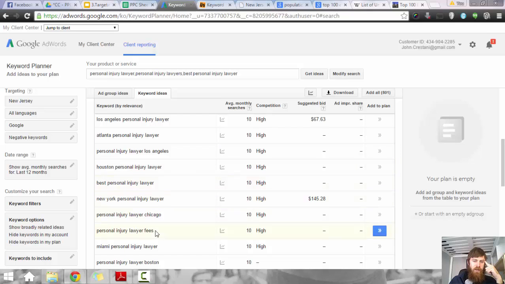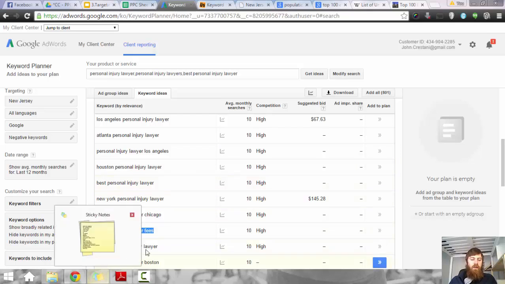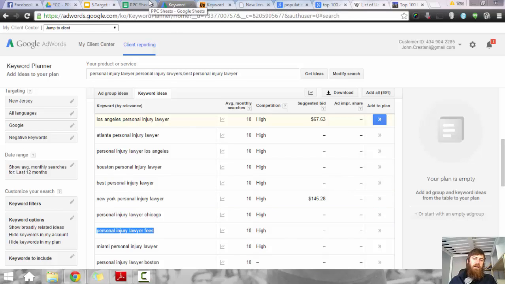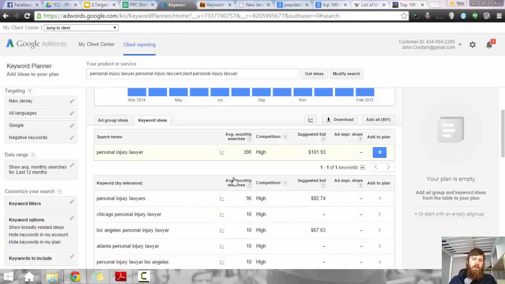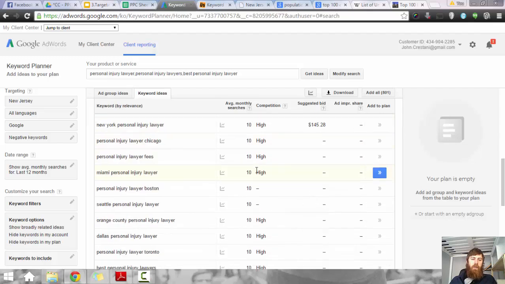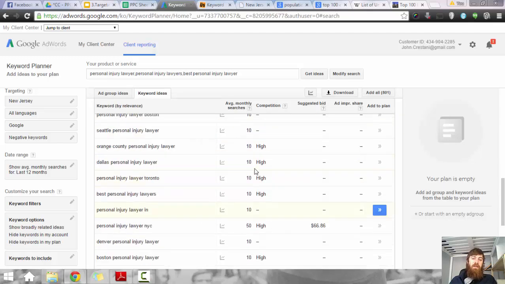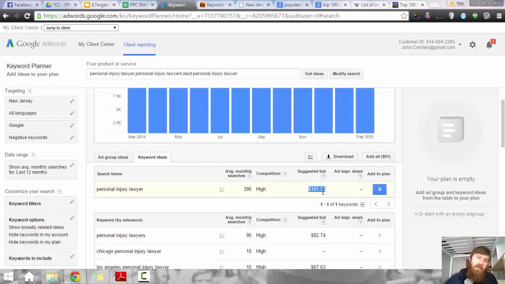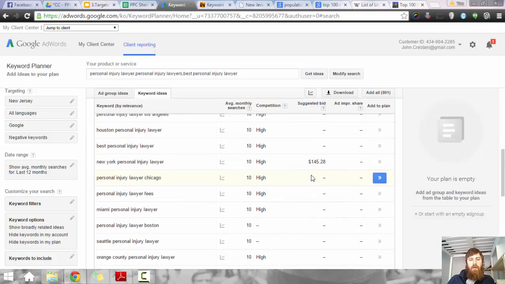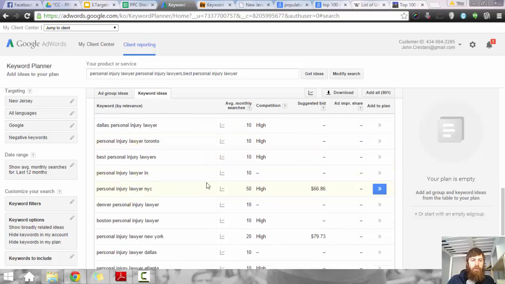So lots of these we've got. Personal injury lawyer fees. Now notice how much, wow, $101. So not a lot of search volume, but you see the cost is through the roof. But still, this is part of the game. These guys are trying to get cases that are worth tens of thousands of dollars in terms of fees. So that's the game you play. Google makes money no matter what.